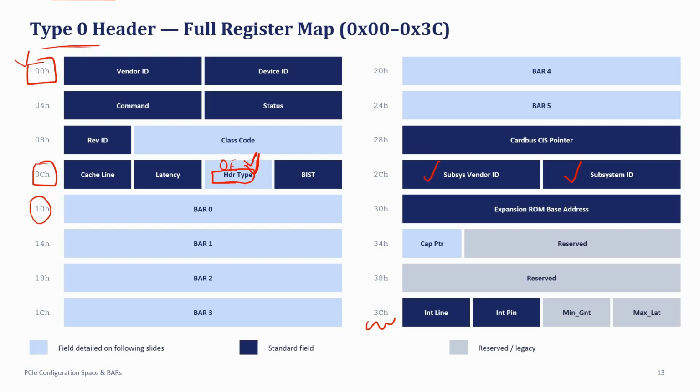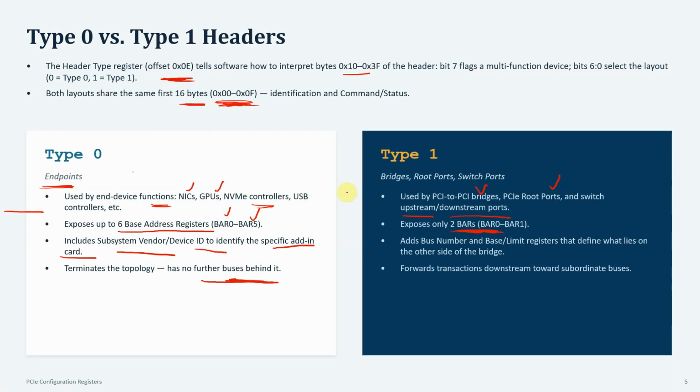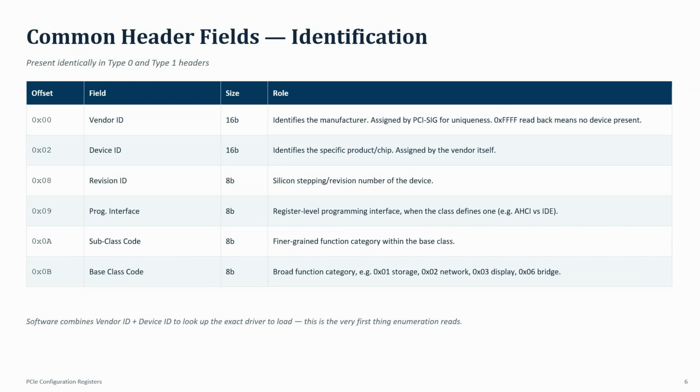Now, this is about my type 1 header, and it is also going to add bus number and base limit registers that are going to define what lies on the other side of the bridge. So it is also going to forward the transactions downstream towards the subordinate buses. So these are the different kinds of headers which we are going to have, and we are basically going to classify them according to the devices which we are going to use. If we are going to use an endpoint, we are going to have a type 0 header, and if I'm going to use a switch or a kind of bridge, I'm going to use a type 1 header.